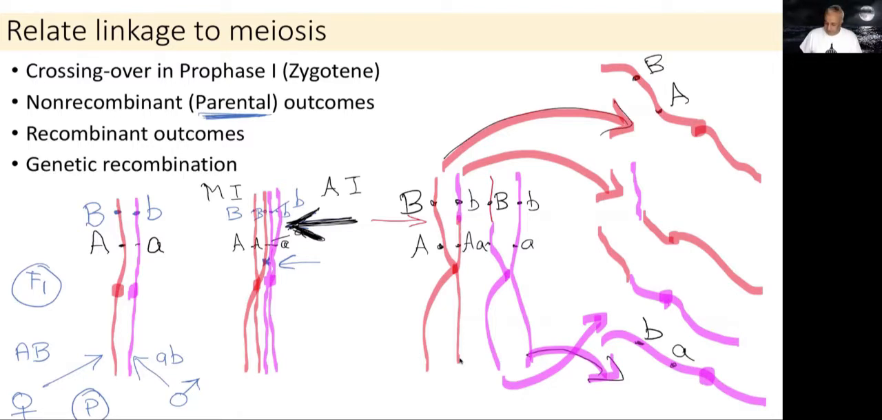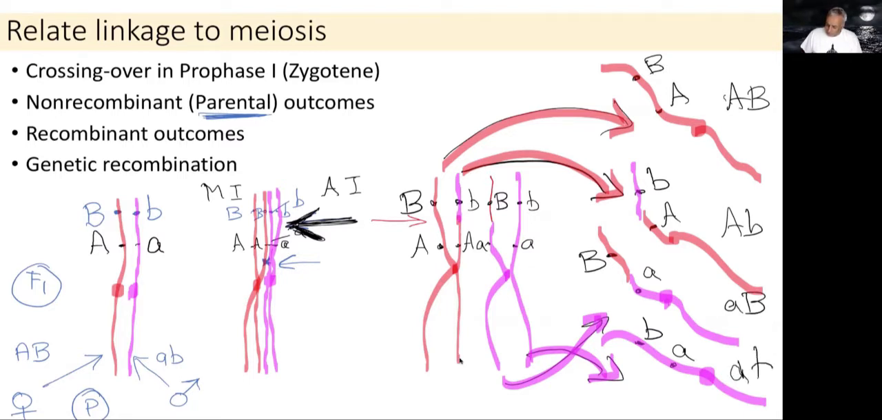Okay, now let's go for this red one here. Now we see that we have big A, and now we have small b. Reshuffling. And likewise, for this particular chromosome here, we'll have small a there and big B there. So this chromosome will be big A, big B. This chromosome will be big A, small b. This chromosome here will be small a, big B, and the bottom one will be small a, small b.